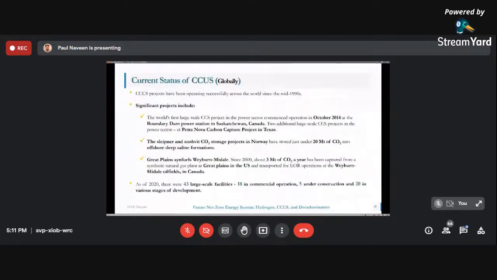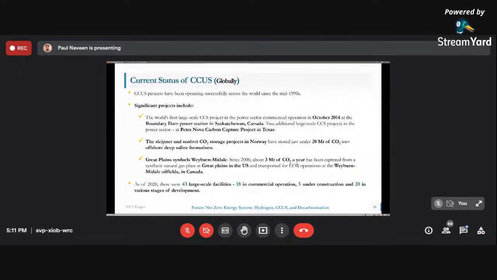Looking forward, regarding the status of carbon capture and utilization globally, almost three successful projects are already there. Still, it's an emerging technology. As of today, the world's first large-scale CCS project started in October 2014 at the Boundary Dam Power Station in Canada, and Texas has also implemented two additional large-scale projects, which are currently very successful. They're giving very good results, mitigating large amounts of carbon dioxide into the subsurface. And also in Norway, they were able to store 20 million tons of carbon dioxide, a huge amount, in a saline formation.